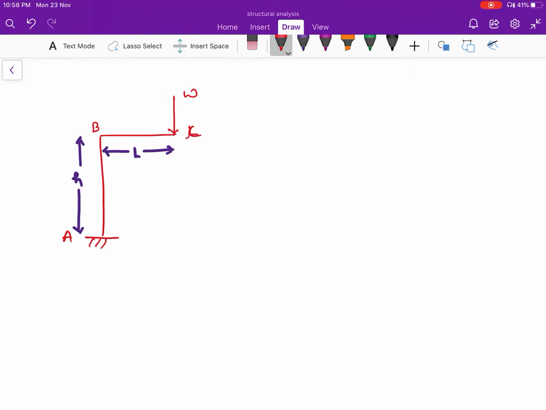Let me take the point as C, and they are asking us to find the vertical deflection at point C. So it is getting deflected like this. We need to find the value of vertical deflection. So it is very important. This type of question has been asked in the previous PWD examination paper 1. This type of question is asked, and another one is semicircular, and another one is quadrants. That I am going to solve in the next.